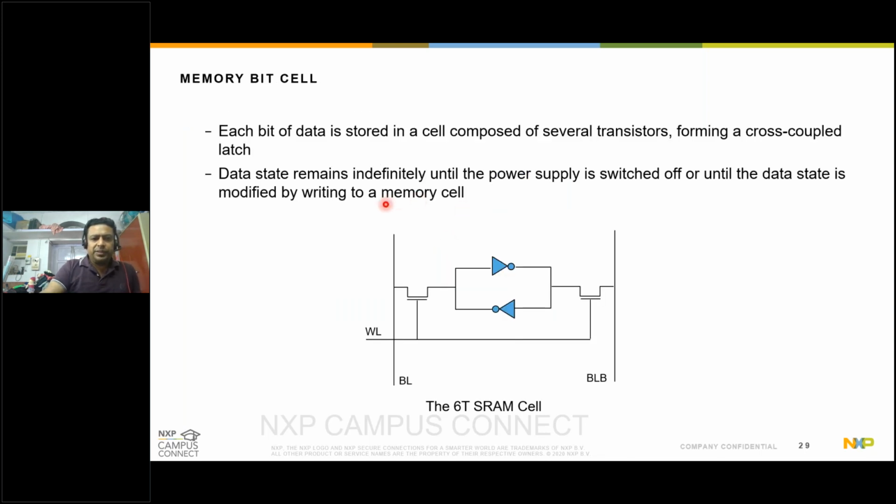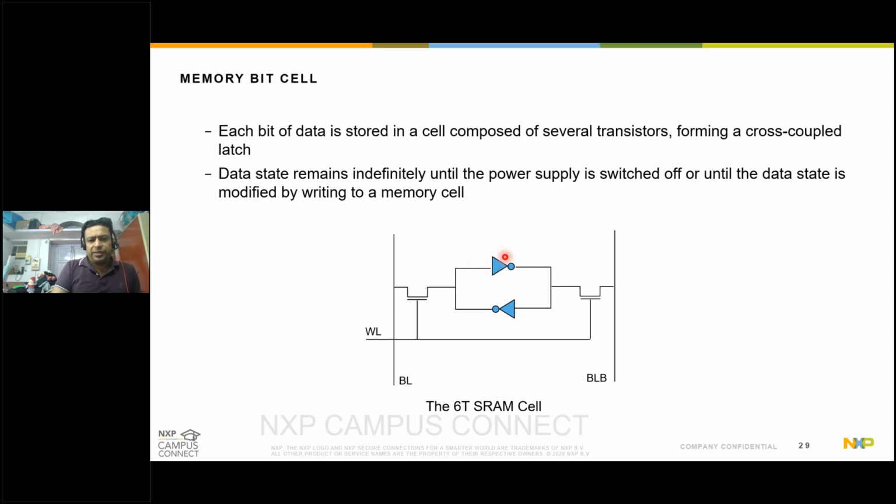This diagram just represents a 6-transistor SRAM cell. It basically has two inverters which are connected in a cross-coupled latch fashion. Through these two transmission gates, you can either write into this cross-coupled latch or read the value that is stored in this latch. So till the time you have powered on this circuitry, the state of this latch will be retained in the memory cell.